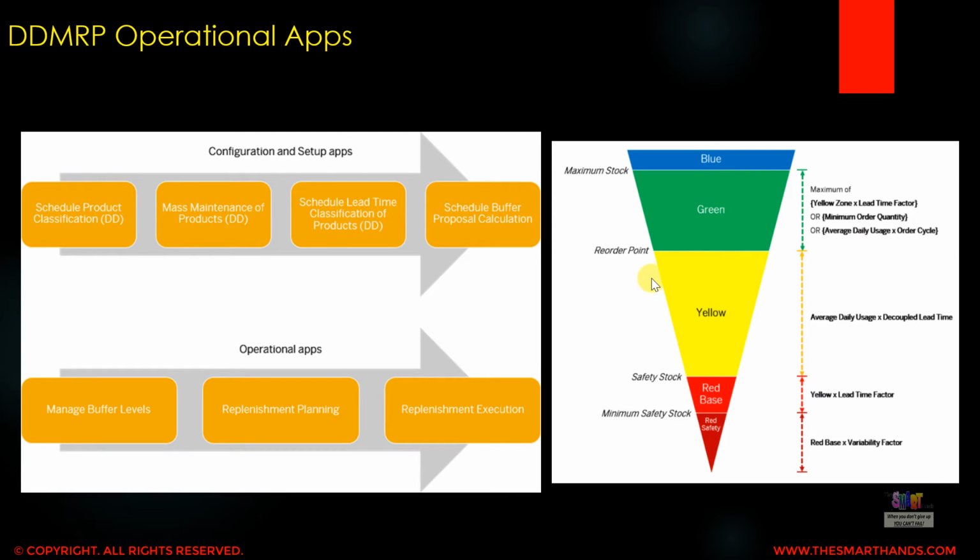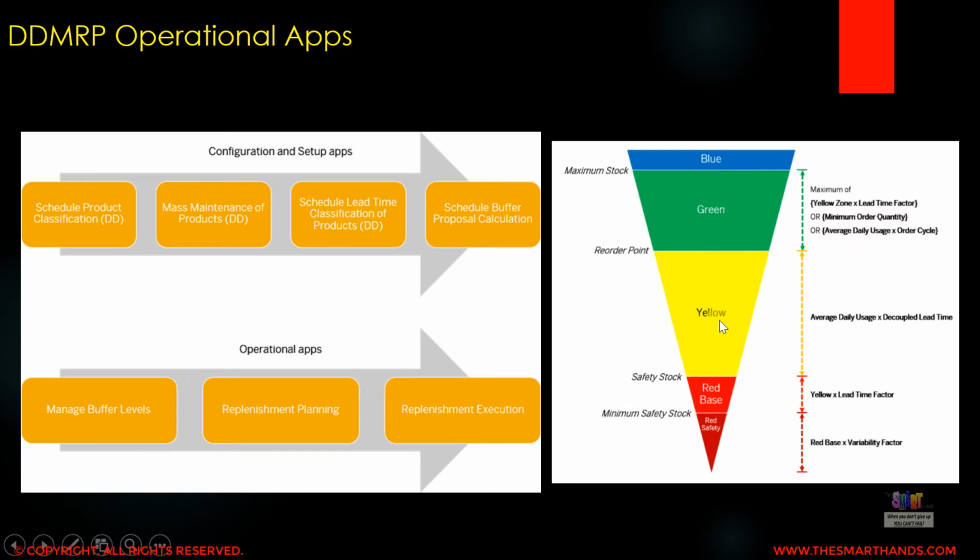Buffer levels are basically divided into, you can see, 5 different colors. At the bottom you have the red safety, which is the minimum safety stock. Then you have the red base, which is the safety stock. Then you have the yellow one, which is another stock level, the reorder point level, and the green one is the maximum stock level. So basically there are 4 colors, it's showing 5, but they are basically only 4 colors: green, yellow, red base, and red safety.